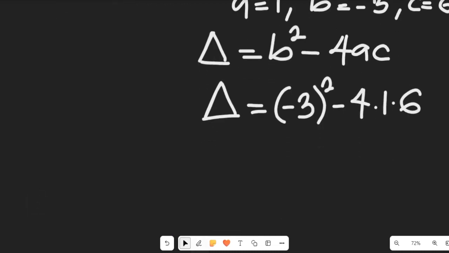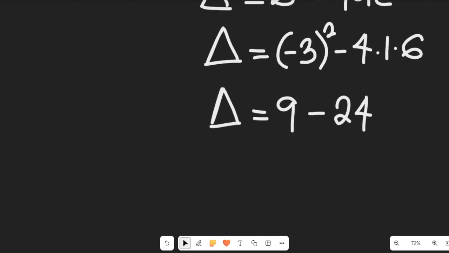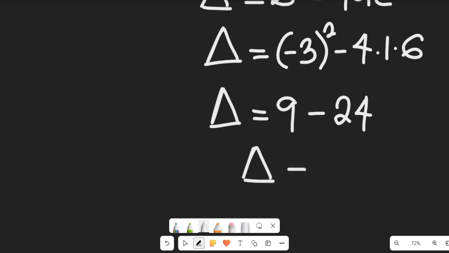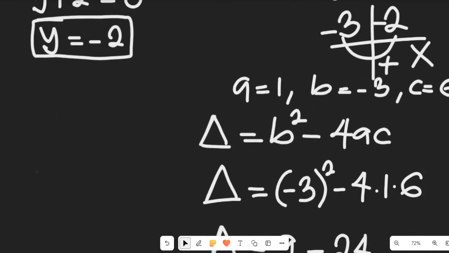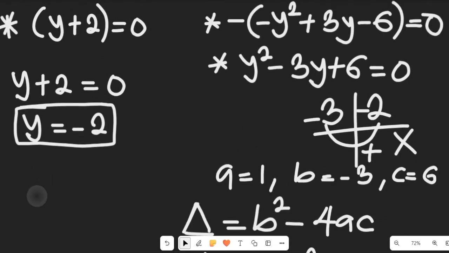So what would the discriminant give us? Negative 3 squared is going to give us 9, because minus times minus will give us plus, and then 3 squared will give us 9, minus this is going to give us minus 24. So the discriminant will be equal to 9 minus 24, which is going to give us negative 15. Voila! Negative 15 is less than 0. So that means the solution that will come out from that quadratic expression is definitely going to be an imaginary solution. So what do we do?